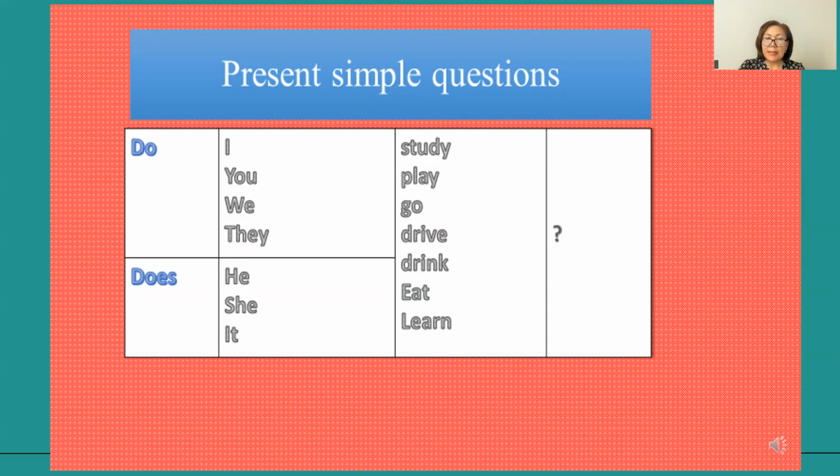Does he drink? Does she eat? Does it learn?